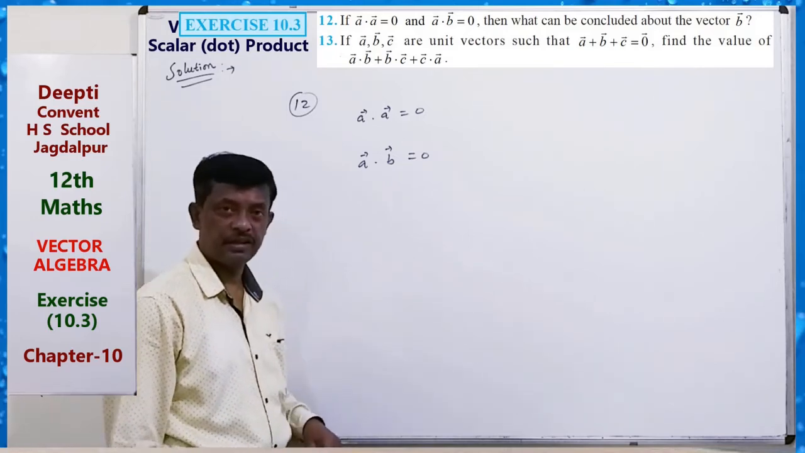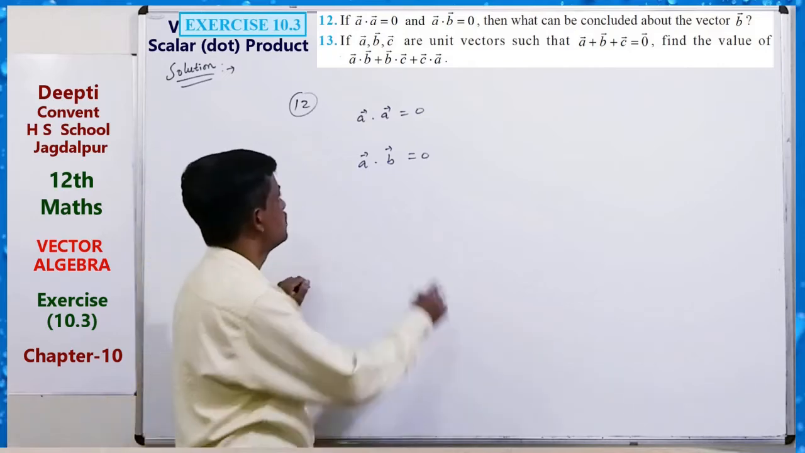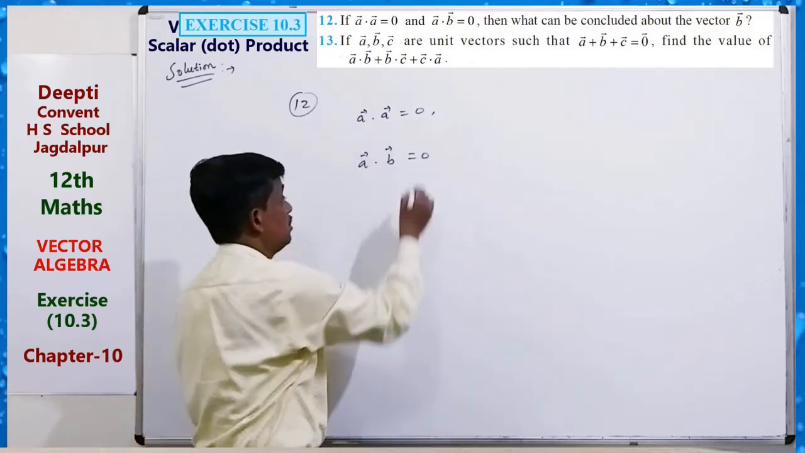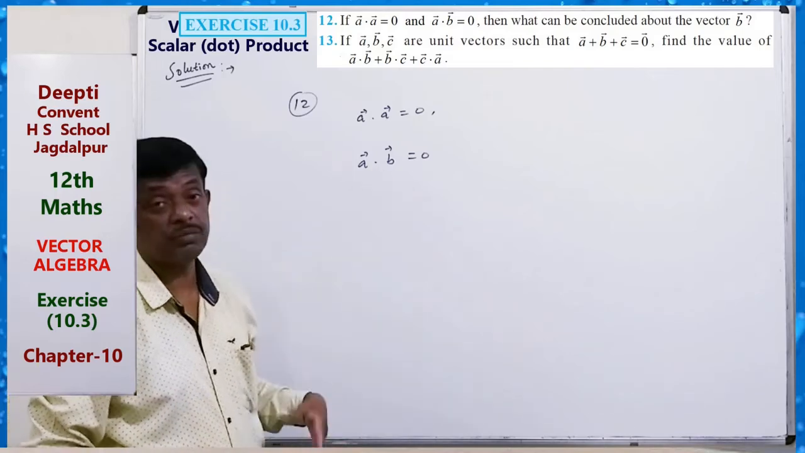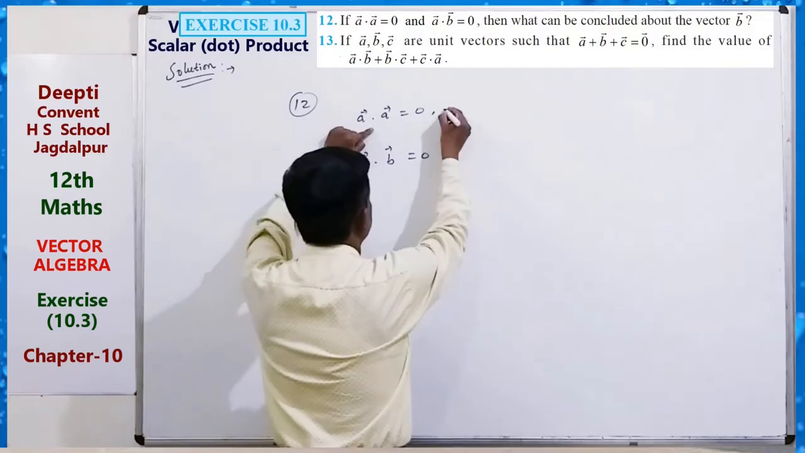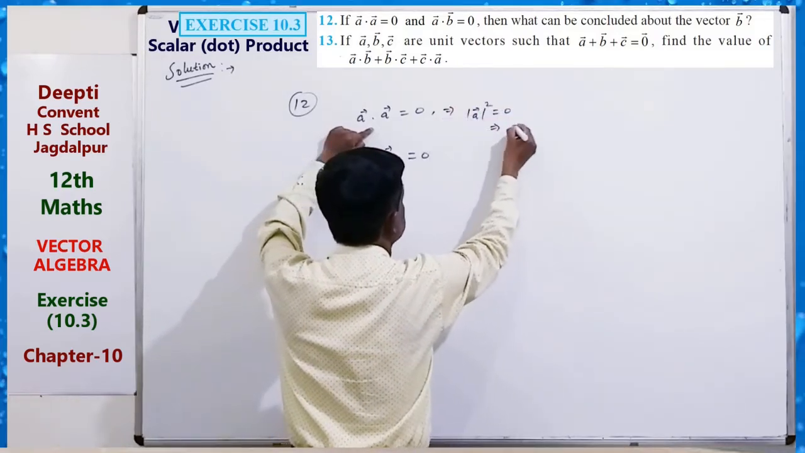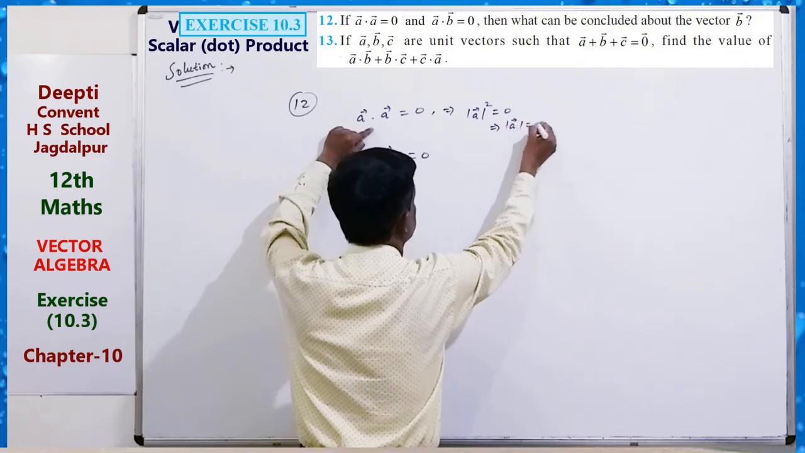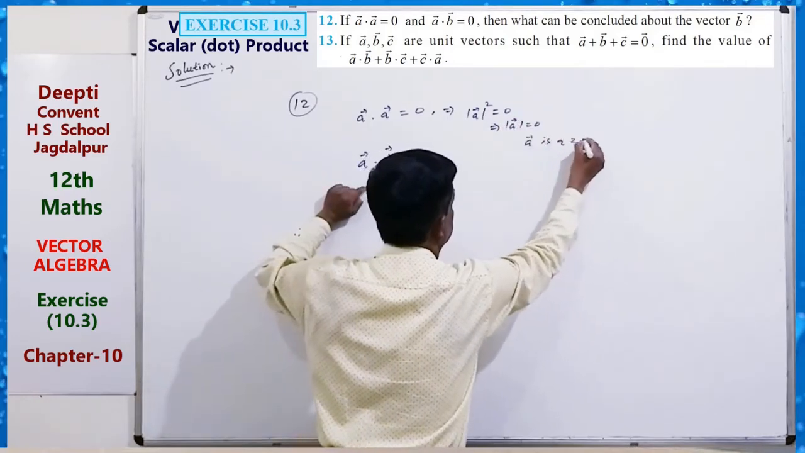What can we say about B? Here A dot A is 0. These are the two relations given. We have to conclude about B. What may be the value of B? Here A dot A is 0. That means we can write mod A square equals 0, which implies mod A equals 0. This is a 0 vector. A is a 0 vector.